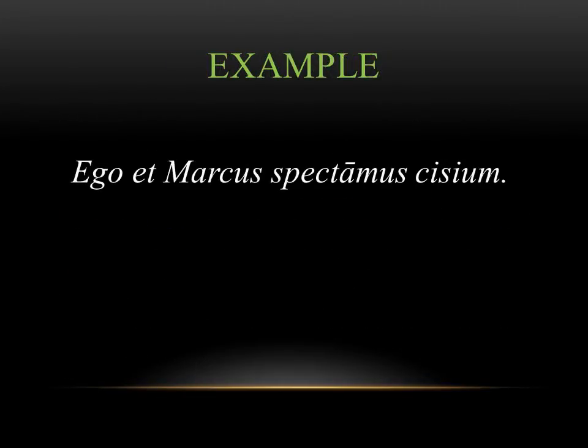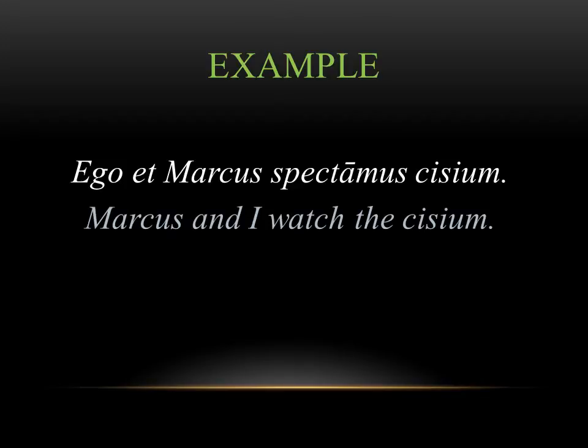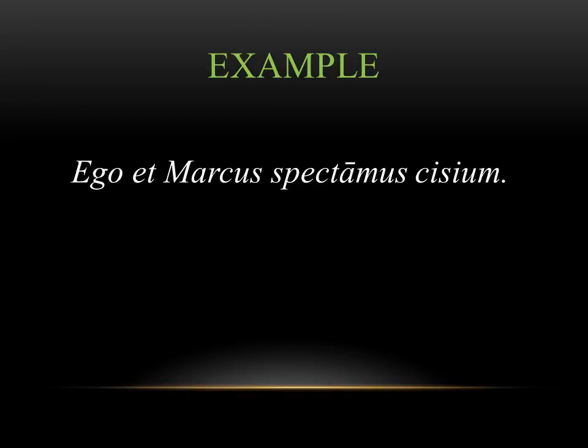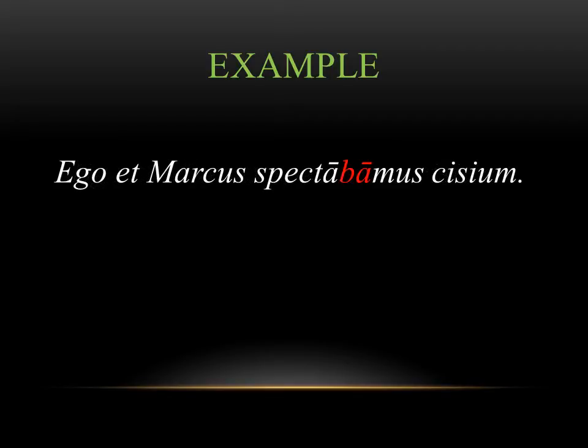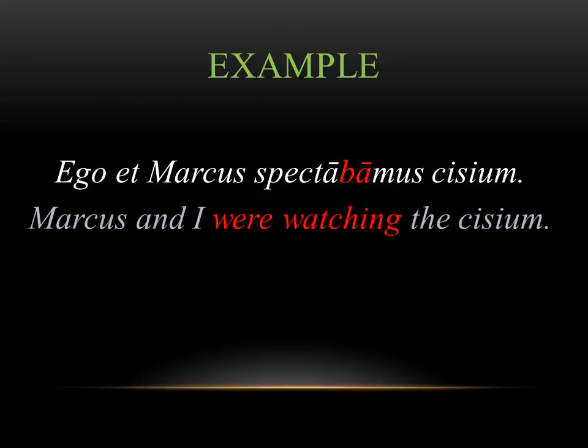So let's have an example. Ego et Marcus spectamus quiscium, which means Marcus and I watched the quiscium, which is a small carriage. So to turn this into the imperfect, we have to take our verb spectamus and we have to change it. And again, we're adding in that BA infix. So now we have Marcus and I were watching the quiscium. That BA has made it imperfect, and we changed the way we translate it.